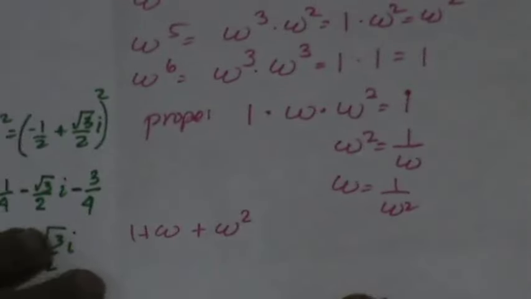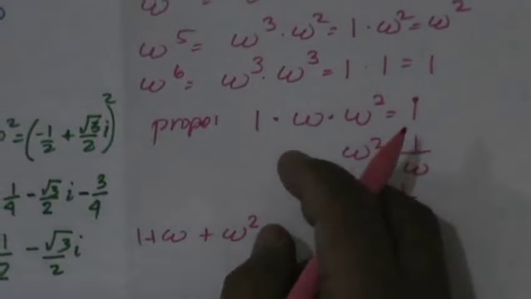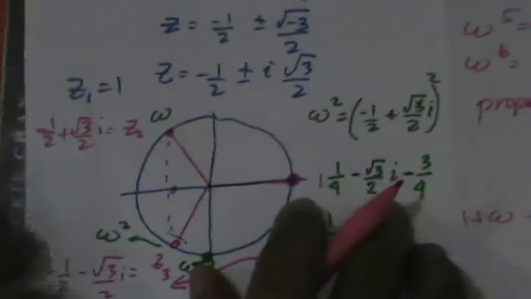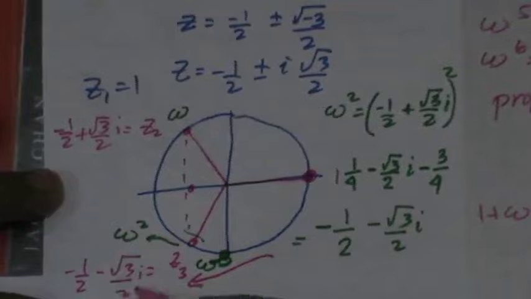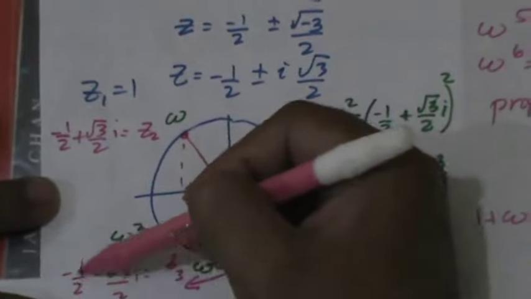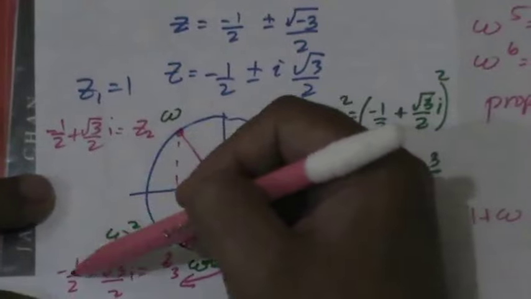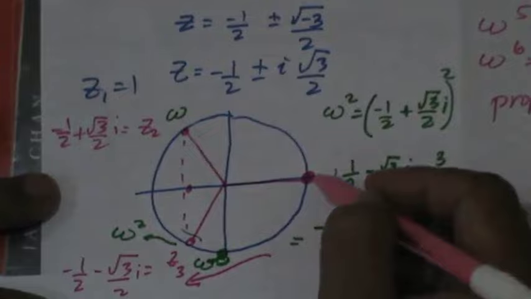What would it be? Okay, so let's try to look at it. So when you add this, I'll just put it here. This is your omega. This is your omega squared. When you try to add the negative half plus negative half, that is negative 1. You add it with 1 there, that's 0.